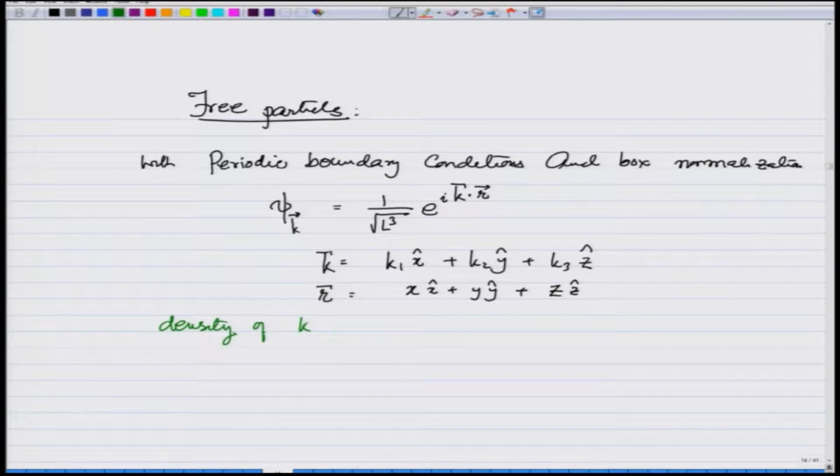the density of k points is V over 8 pi cubed, which is the same as L cubed over 8 pi cubed. That is the density of k points in k space. This is per unit of k space volume.